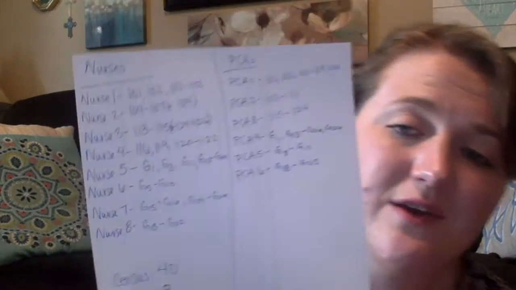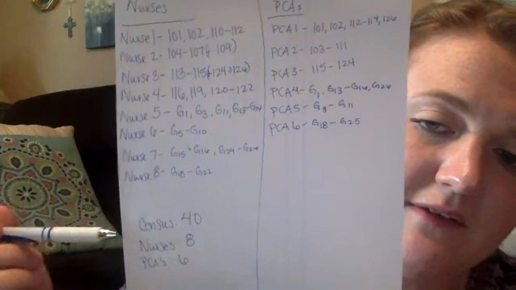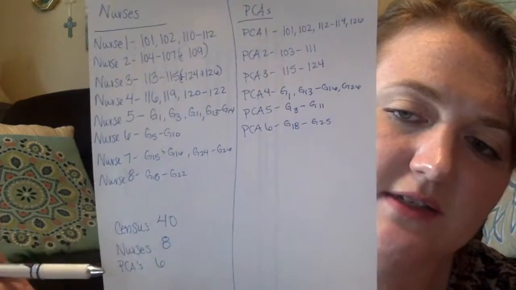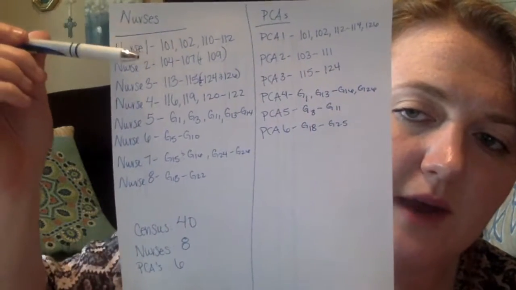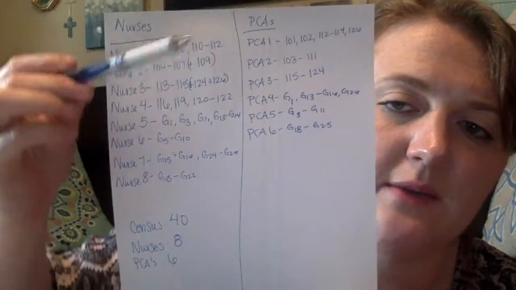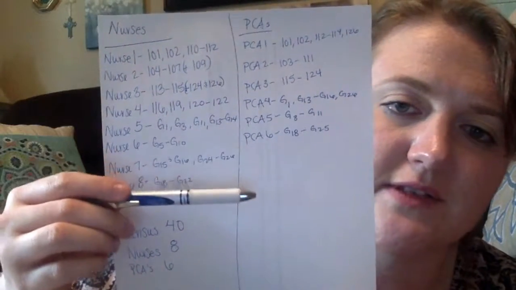Finally, you would write out all of your assignments here: that you've got a census of 40, you've got 8 nurses and 6 nurses' aides, and then you would write out specifically which nurses had which patients, and same thing for the nurses' aides.